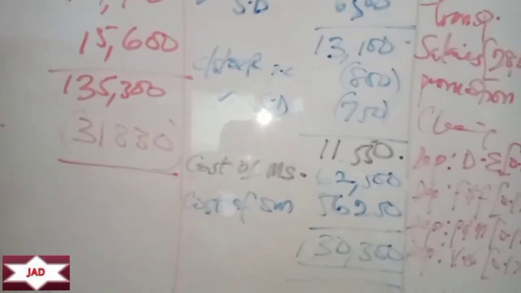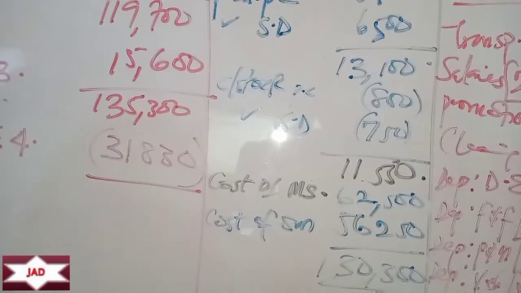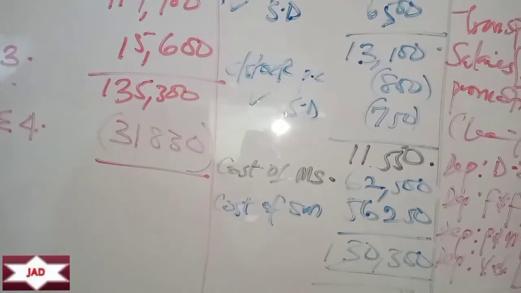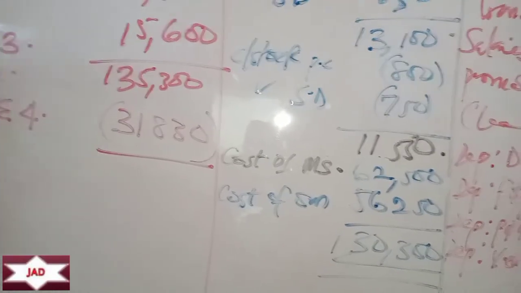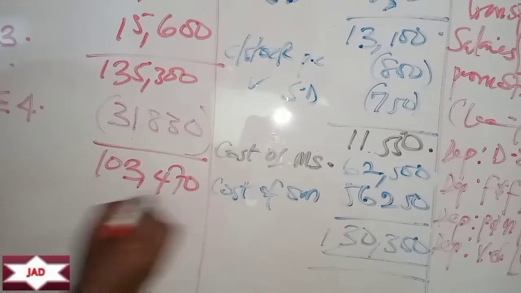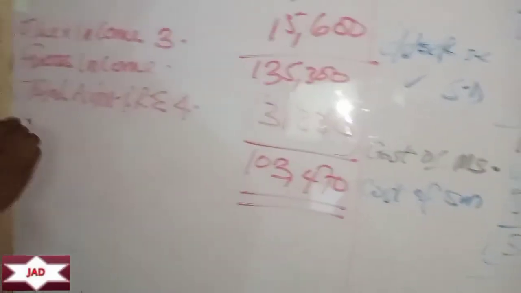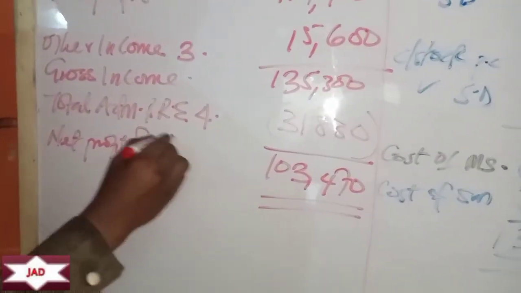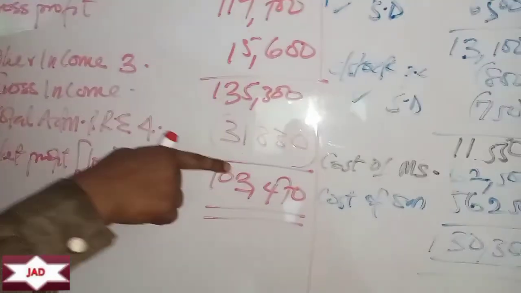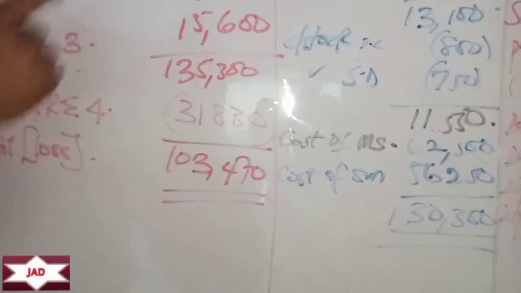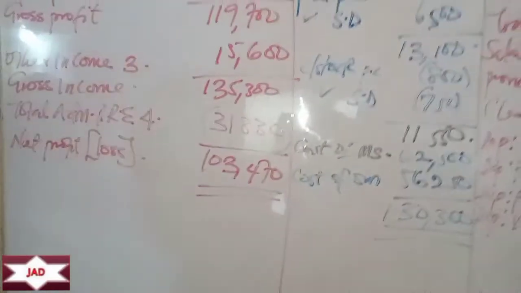So if you take that out, what do you have? Okay, minus 31,830 from 135,300. So I have 103,470. So this is your net profit or loss. Net profit is where your gross income is going to be greater than your expense. Net loss is where your expense is going to be greater than your gross. So we have it here. So that's for the first requirement.